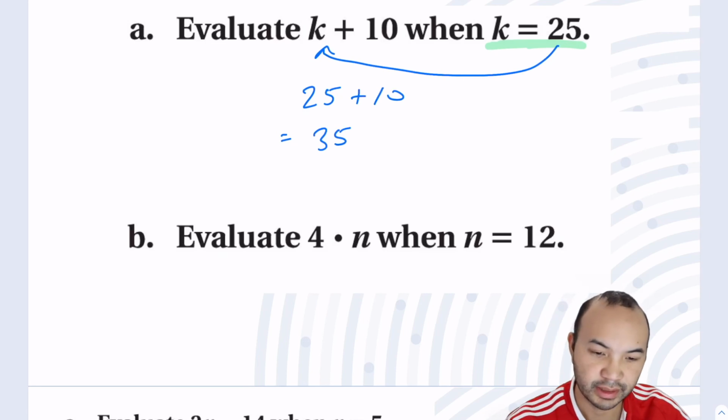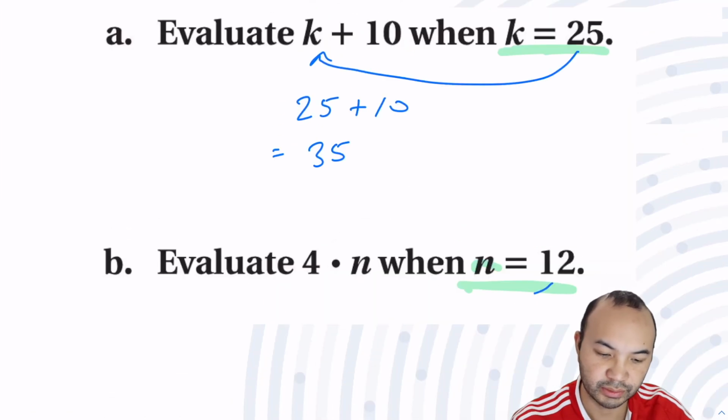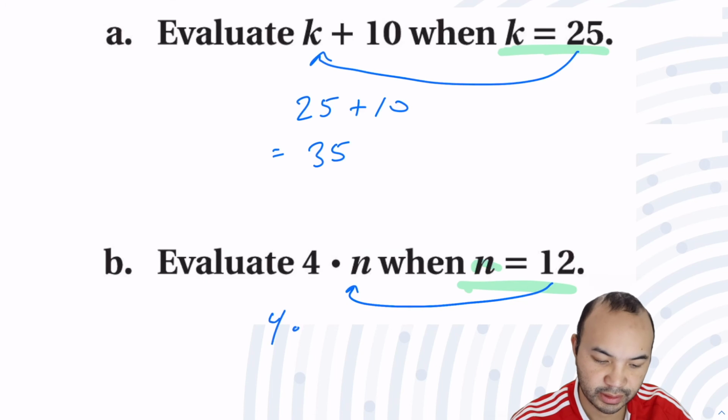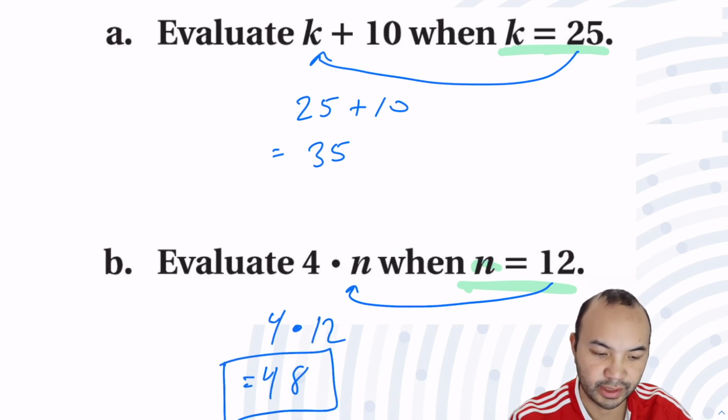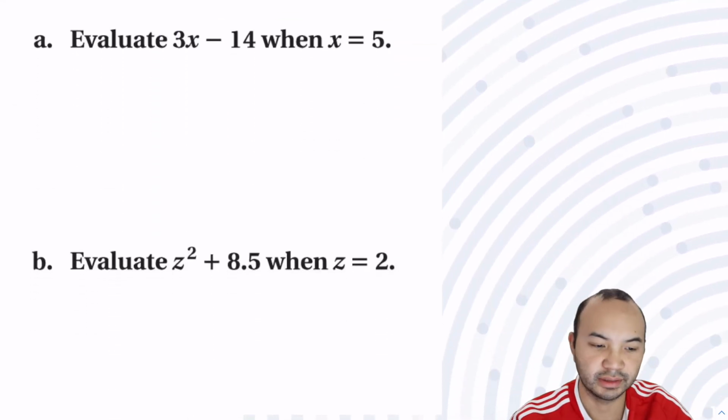Same thing here. The n is going to be 12. So you just need to plug in the 12 to where the n is. So 4 times 12. So that gives you 48. And then things can get a little more complicated or intense, right?